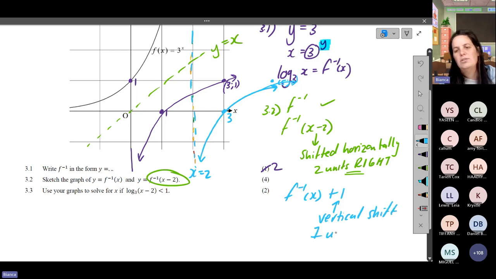Okay, 1 unit up. Okay, so if it's in brackets, it means that it's shifting left and right. If it's out of the brackets, it means it's moving up and down.